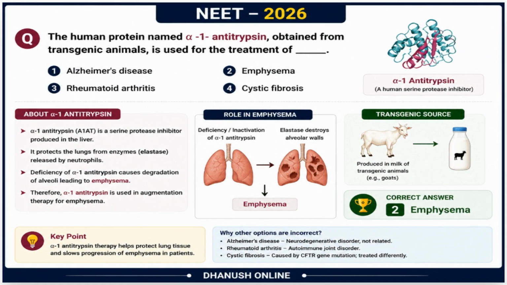Alpha-1 antitrypsin, obtained from transgenic animals like goats, is a protein used in augmentation therapy. It is used for the treatment of emphysema, where its deficiency can lead to the degradation of alveoli. The correct answer is option 2.